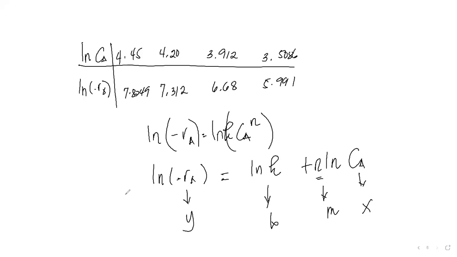Then you can use the best fit line equation. You use your calculator to get the equation of the best fit line. The slope automatically gives you the M, and the y-intercept gives you the ln of K. So the N is the M, I still need the B, and the K is, of course, e raised to B, because this is ln of K.